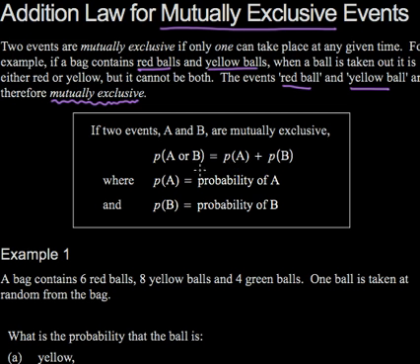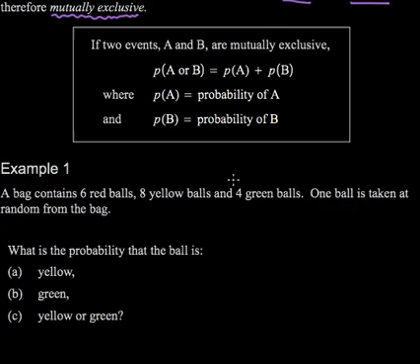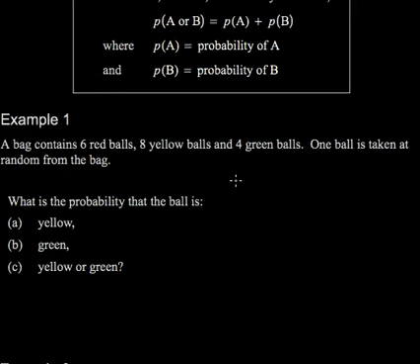And in this case we could say the probability of getting a red ball or a yellow ball is the same as the probability of getting a red ball and the probability of getting the yellow ball added together. So let's have a look at that in the context of this question here.